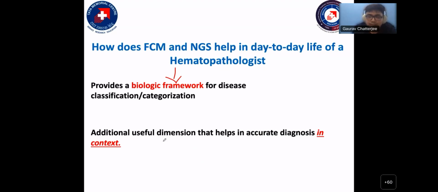Similarly, they can add a very useful dimension that helps in accurate diagnosis. For example, we saw that case of FGFR1 where the flow pickup of T blasts was really helpful. That could point out that yes, this could be a T lymphoblastic lymphoma. And lastly, they identify therapeutic opportunities. For example, if it was PDGFRA, you could give imatinib. In this case, there was a TET2 mutation, so probably the patient can be given azacitidine. That is why it's very important to identify these flow and molecular markers in today's world.